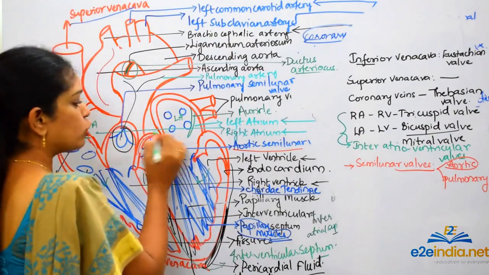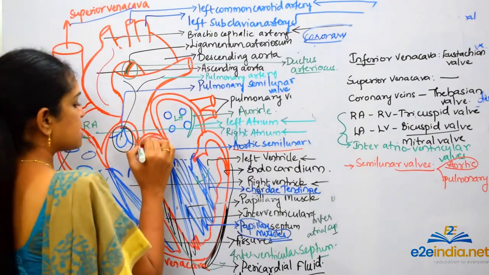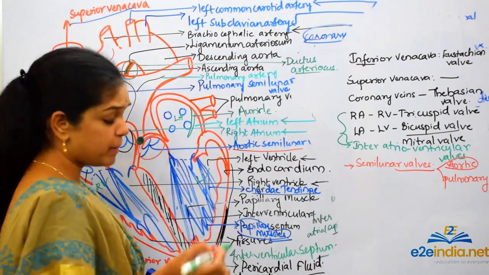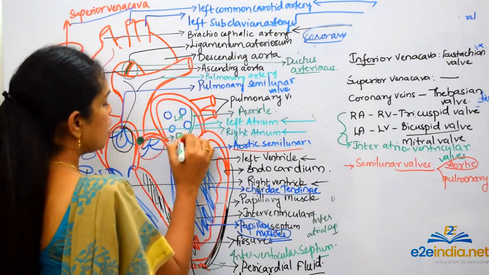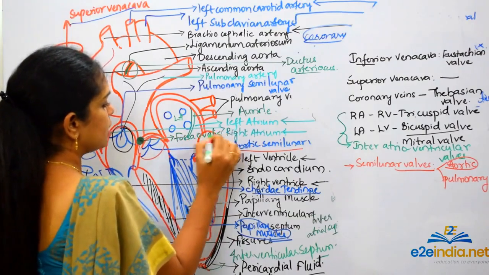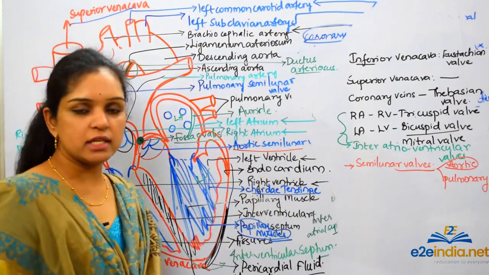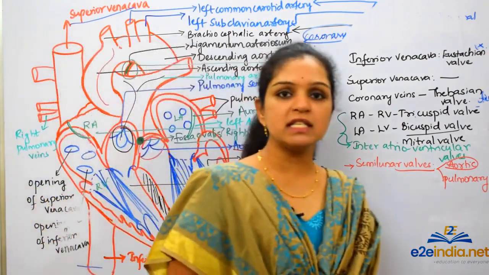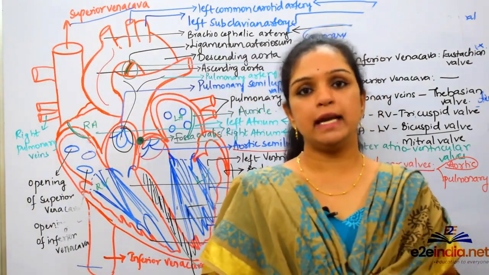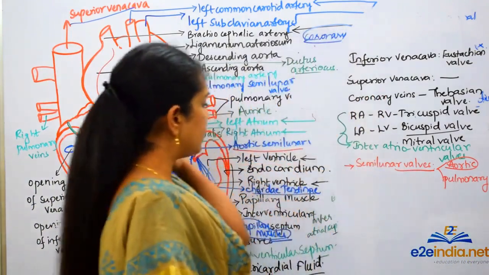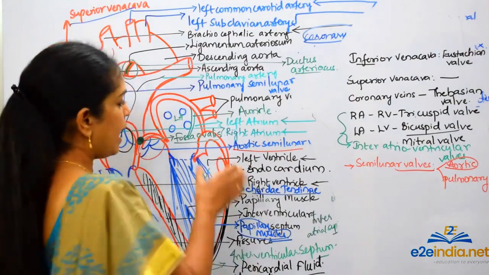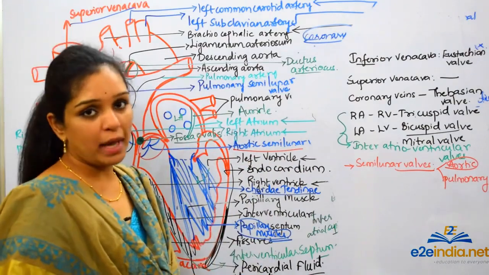And in between both of these atria, there is a small pore-like structure. In adults, it appears only as a depression, which is called the fossa ovalis. In embryonic or fetal stages, that is used for bypassing of the blood between the right atrium and the left atrium. But in adults, it only remains as a small depression, called the fossa ovalis.